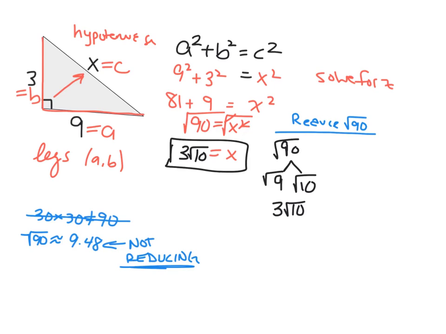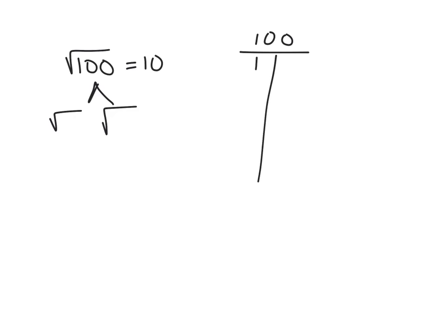Okay, I want to look at a couple more examples on how to choose your number. Let's say you had the square root of 100. Now we know this answer is going to be 10. Okay, but how could you split it apart and still get the same answer? Well, like I said before, you want to think of a perfect square. So if I think of all the numbers that multiply to 100, that would be 1 and 100, 2 and 50, 4 and 25, let's see, 5 and 20, 10 and 10.